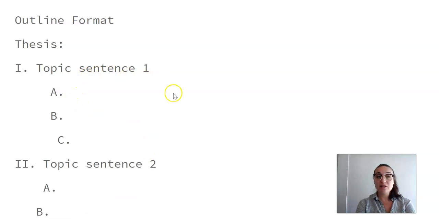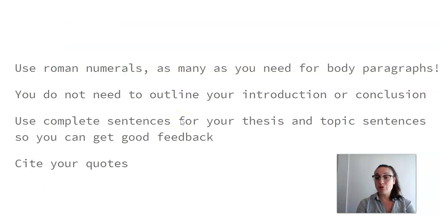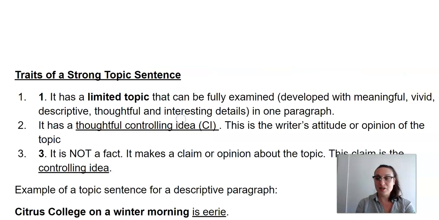For your outline, you do need to make sure to use Roman numerals, right? As many as you need for body paragraphs. You don't need to outline your intro or conclusion. For your intro, you just need that thesis statement. I'd like you to use complete sentences for your thesis and topic sentences. So even if your thesis statement is a working thesis and you might change it later, I'd like you to use a full sentence anyway, because it helps me give you better feedback and it helps me know exactly what that paragraph is going to be about. You also want to make sure you cite your quotes with last name and page number to make sure that you're doing everything correctly.